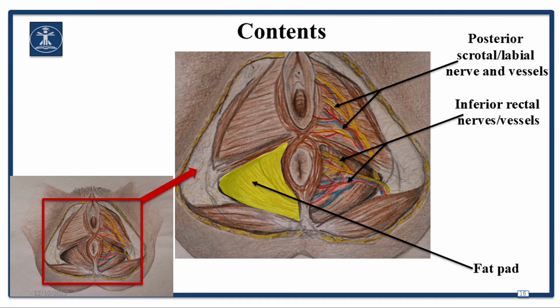Then we have the rectal nerves and the rectal vessels. The inferior rectal nerve, the inferior rectal artery and the rectal veins. They are part of the contents of the ischioanal fossa.